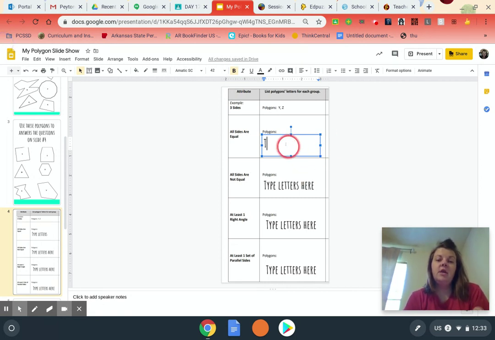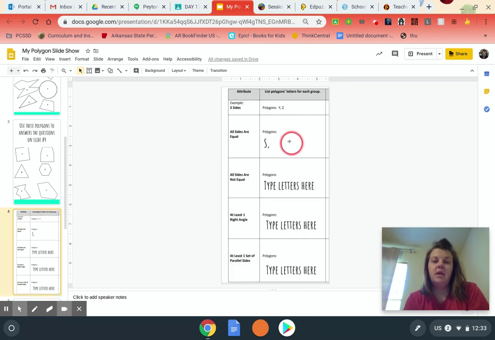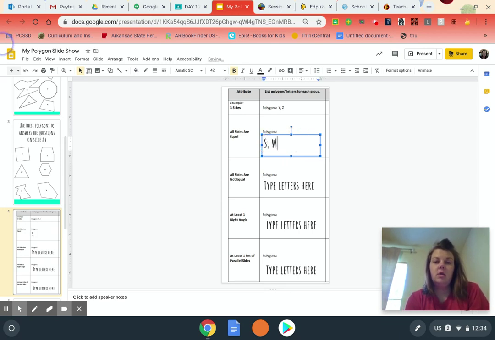So where it says type letters here, you're actually going to click right there, and you would put S, comma, and then let's look for some more that are the same length. All sides are the same length, equal. W has 3 sides and they are the same length. So you would add W to that. And there's more than that, but I don't want to give it all away.